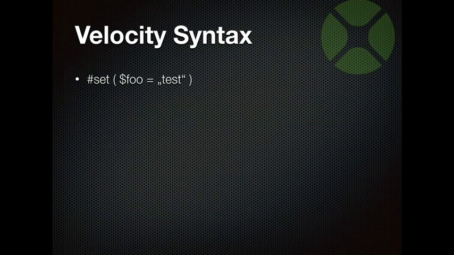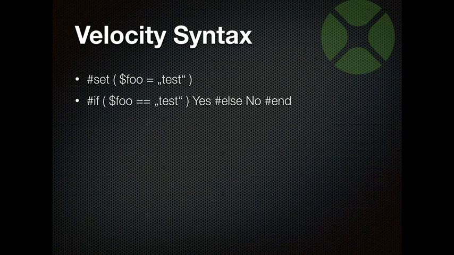So Velocity syntax, very easy. Okay, I don't like it either. You have to use the brackets, you have to use the hash key, you have to use the dollar, and so on. This is a variable which you set, foo is test. This is a comparison: is foo test or not? So what you see here is a complete command. This command says, if foo equals test, then show yes, else no. If you interpret this line, there will either be yes or no. Nothing else will be shown in this line. This is the command, and the output is already inside the line.